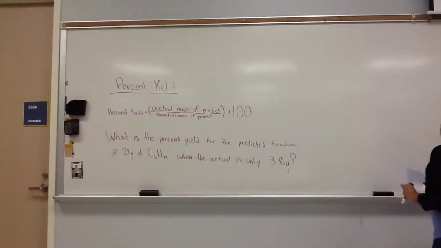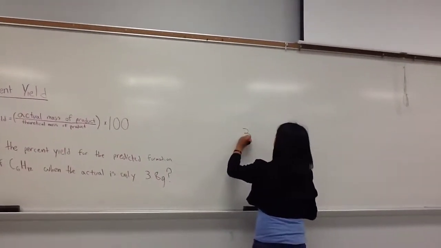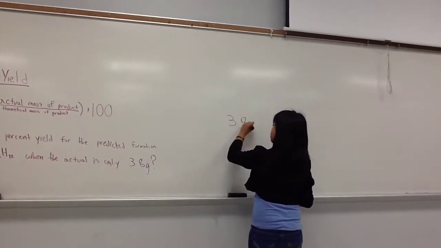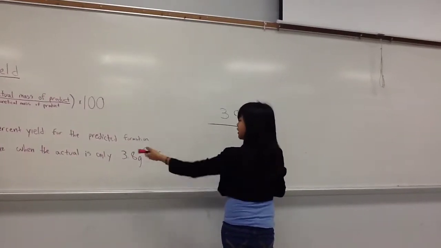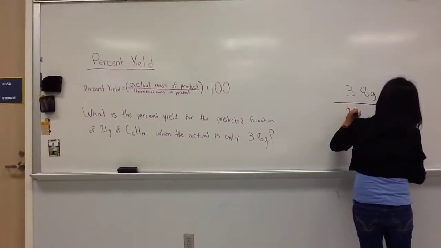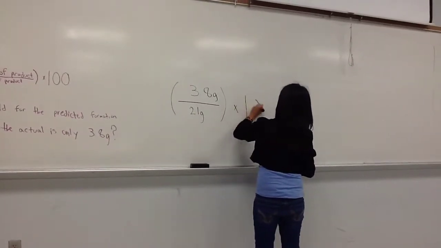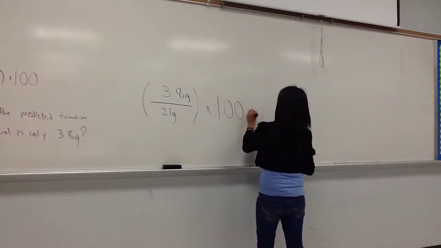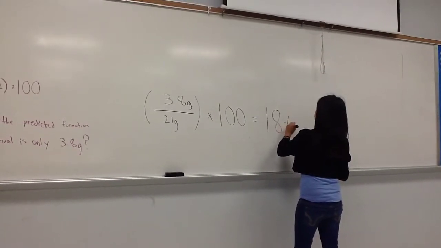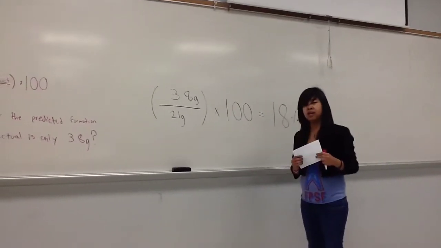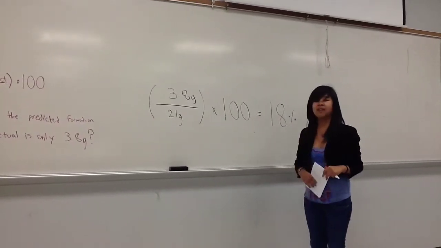So using the equation up top, we get the actual mass, which is 3.8 grams over the theoretical, which says over there 21 grams. Times that by 100, and you'll get 18%, which shows that the formation wasn't as precise or successful since it's only 18%. And that's it.